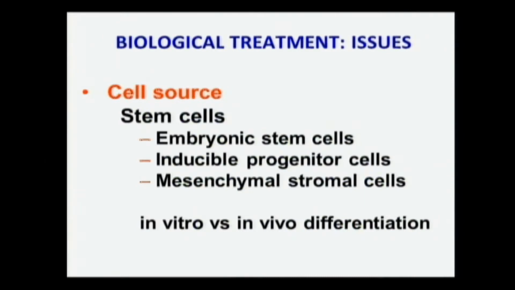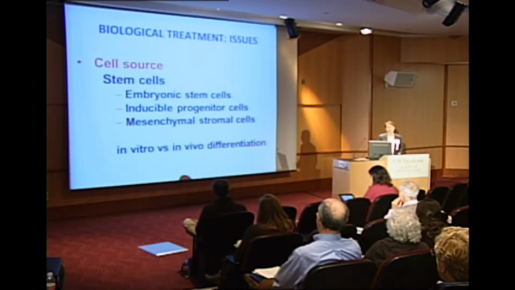But the whole question of what stem cells to use, should we be using embryonic stem cells, inducible progenitor cells, or these mesenchymal stromal cells? The answers are not in yet, but there are a lot of people working on it and addressing some of the issues related to these cell types.